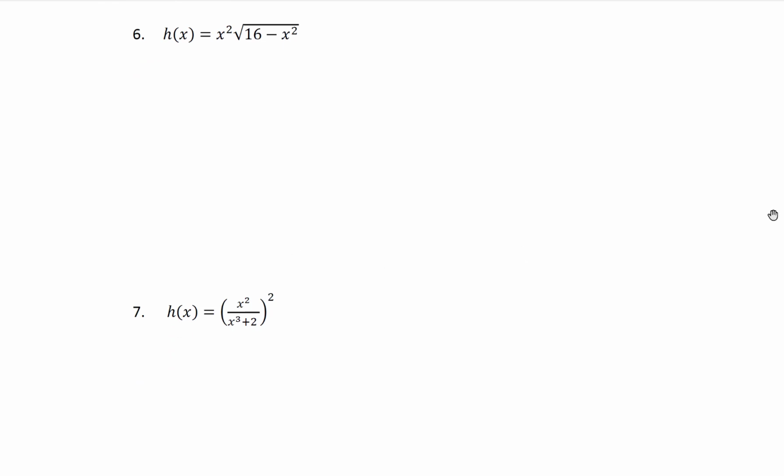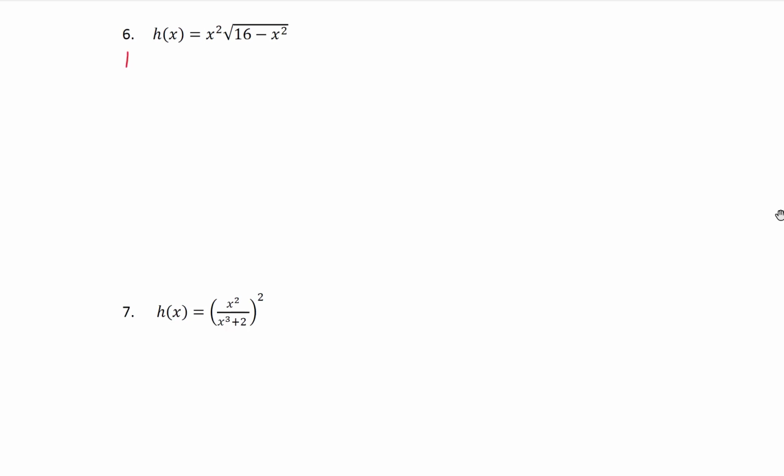Alright, so for the next one, h of x equals x squared times square root of 16 minus x squared. So we're getting a little more complicated now. On this one, we have a product rule and a chain rule together. But first, we have to do the product rule because x squared is just a function times another function, right? So x squared times square root of 16 minus x squared. We have a product, so we have to do the product rule first and foremost.